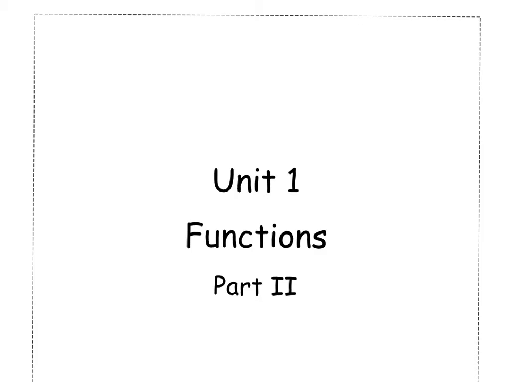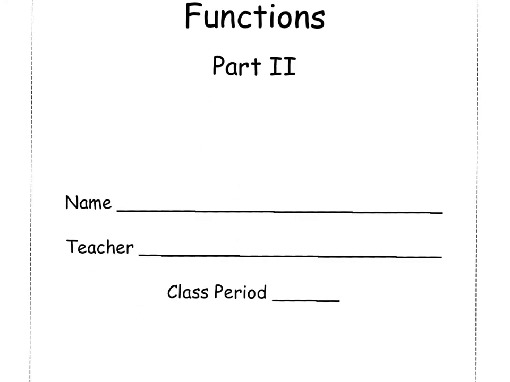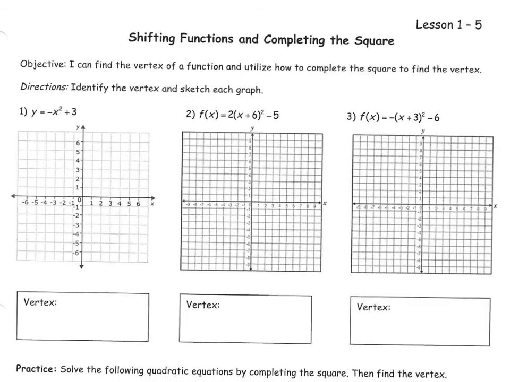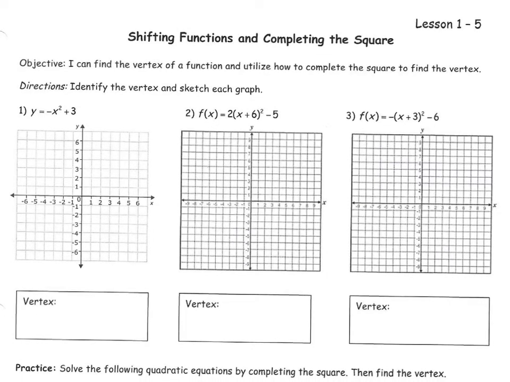Alrighty, and welcome back. So today we are going to be starting a new unit packet. It's still within Unit 1. Unit 1 is broken up into a few different parts. So if you want to take a look at our Unit 1 Functions Part 2 packet, we are going to get started. We are going to be looking at page 36, and we're going to be talking about shifting functions and completing the square today.